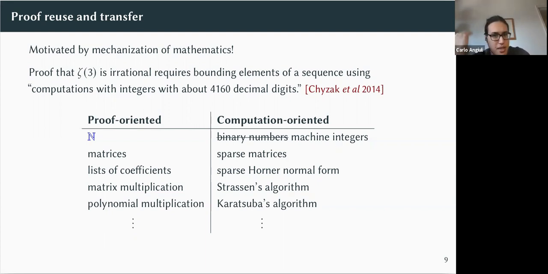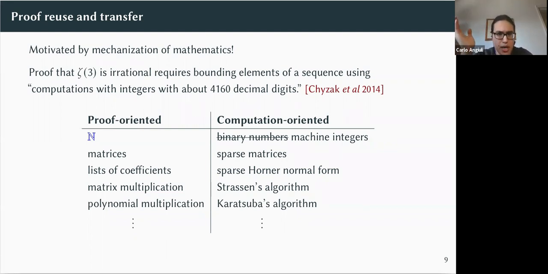And this does come up in practice. For example, there's a paper mechanizing the proof that the zeta function at 3 is irrational. To do that required computing some bounds on polynomials. These were just concrete computations, but the integers were about 4,000 digits. So imagine trying to do that with successor of successor of successor; it doesn't really work very well. But if you do it with machine integers, it's very fast. So there are a lot of examples like this.